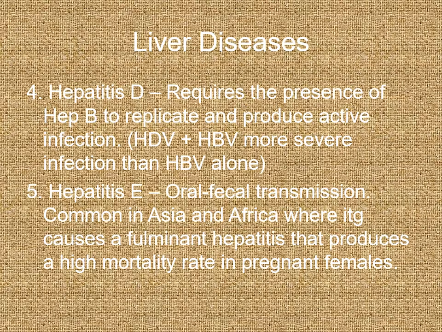Hepatitis D usually requires the presence of hepatitis B to replicate and produce active infection. Hepatitis D and B is more severe than hepatitis B alone. Hepatitis E, again, is another like A, oral-fecal transmission, common in Asia and Africa, where it causes a fulminant hepatitis that produces a high mortality rate in pregnant females.